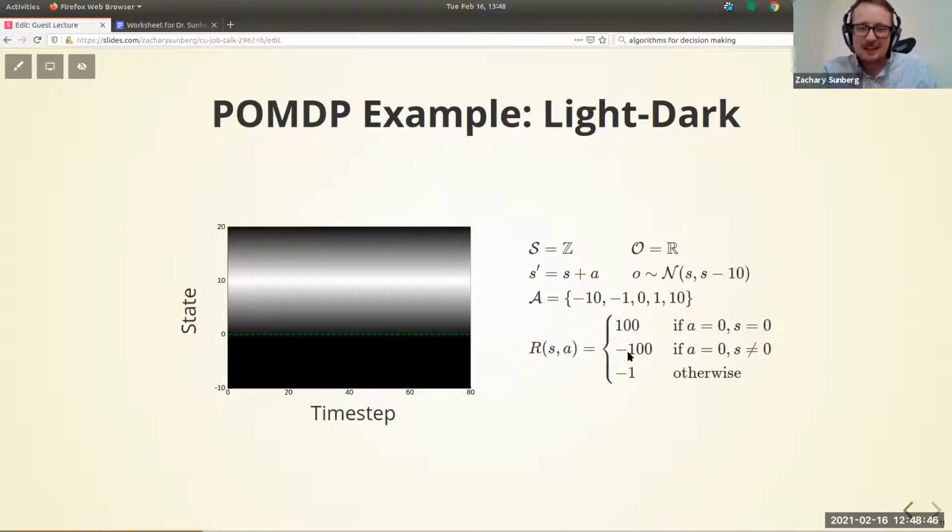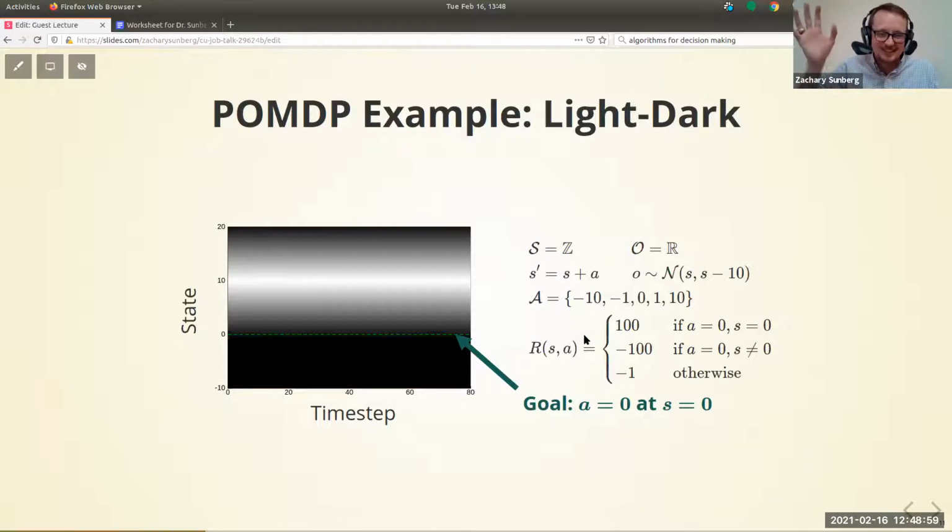The reason that I say this has a safety flavor is that the goal is to take action 0 at state 0, which is a really precision-oriented goal. If you take action 0 anywhere else, you'll get a huge negative reward. So that's unsafe. Whereas if you take action 0 at state 0, if you know exactly where you are, then you get a really big positive reward. And then this -1 encodes efficiency.